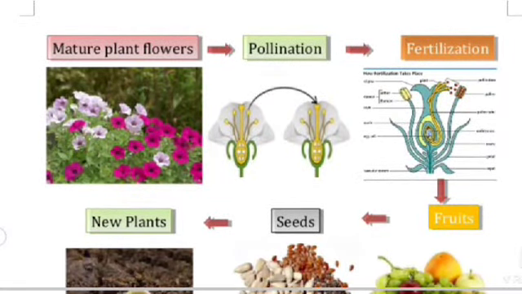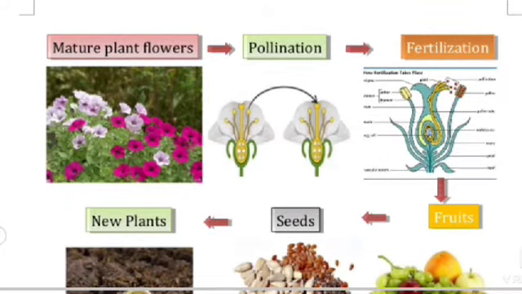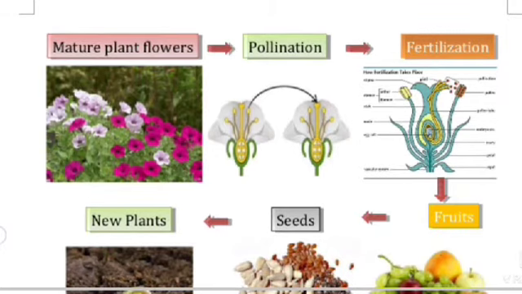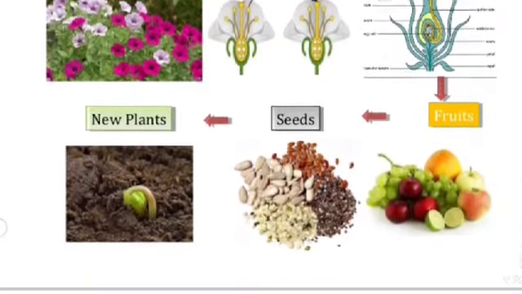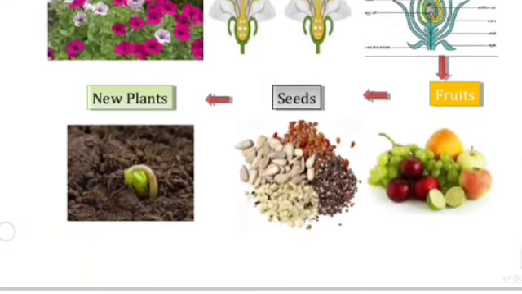When the mature plant flower comes to pollination, it is called self or cross pollination. After fertilization come the formation of fruit and seed, and the seed is once again regenerated, planted for new plants.